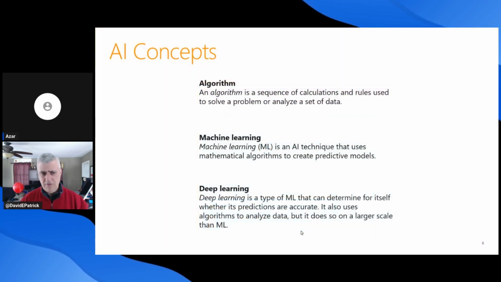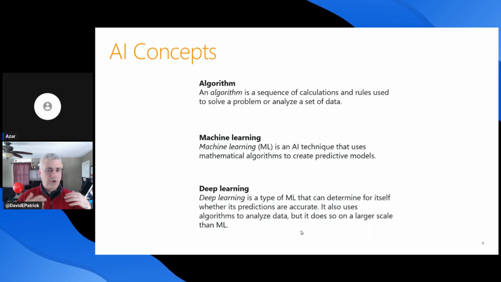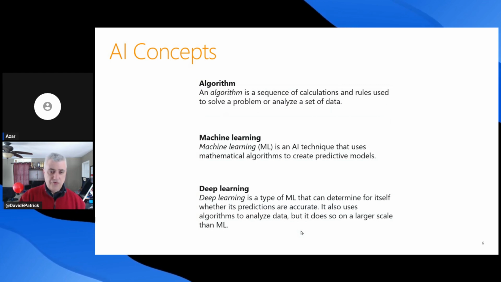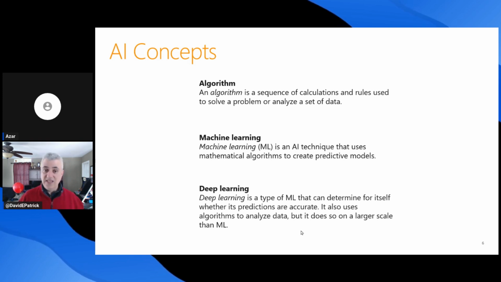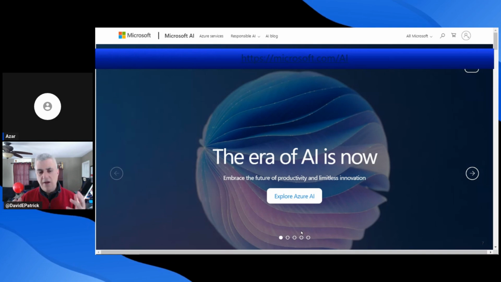Some concepts you should be familiar with when you're digging into AI. The algorithm. That's that sequence of calculations and rules that we use to solve a problem or analyze a set of data. Machine learning, we just talked about, the technique where we create predictive models that can make predictions based on previous runs, not just previous data, but data from previous runs. And then again, deep learning, where it's just learning by itself. It doesn't need us to provide it that sort of circular feedback loop. It learns how to do that all on its own. So the era of AI is now. Microsoft is all in on this.